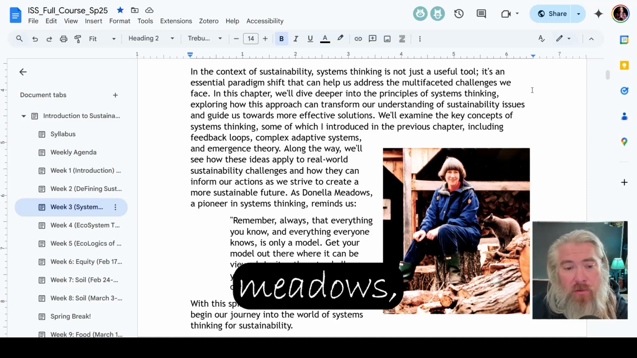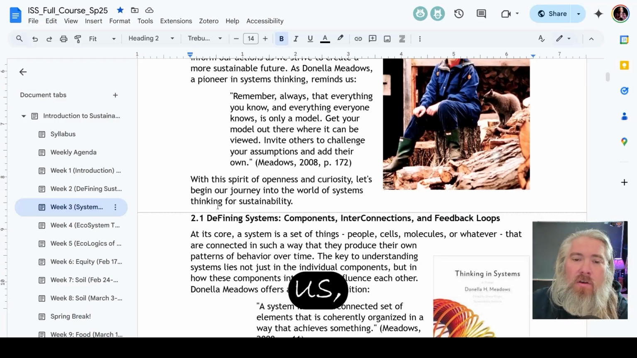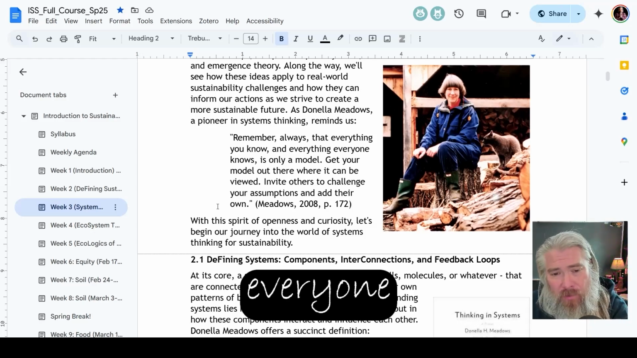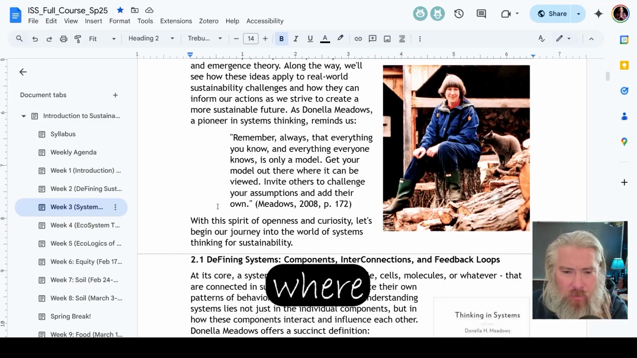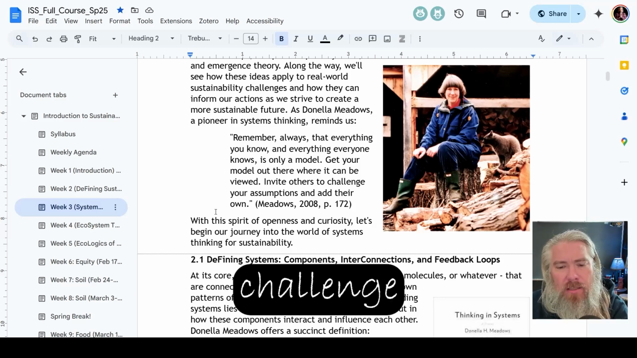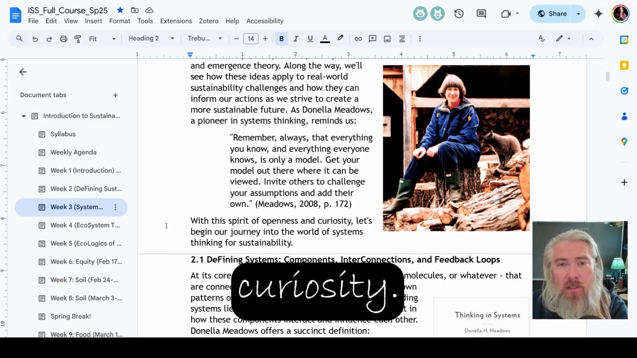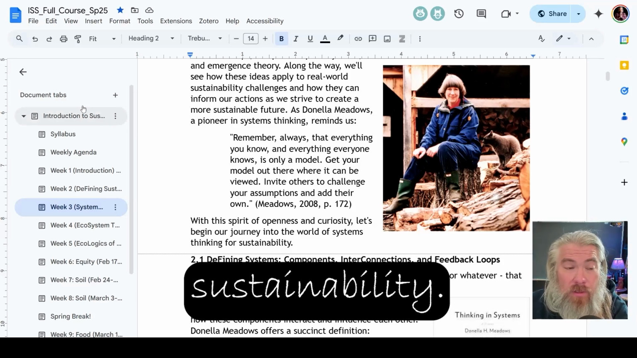As Donella Meadows, a pioneer in systems thinking that we met last chapter, reminds us, remember always that everything you know and everything everyone knows is only a model. Get your model out there where it can be viewed. Invite others to challenge your assumptions and add their own. With the spirit of openness and curiosity, let's begin our journey into the world of systems thinking for sustainability.